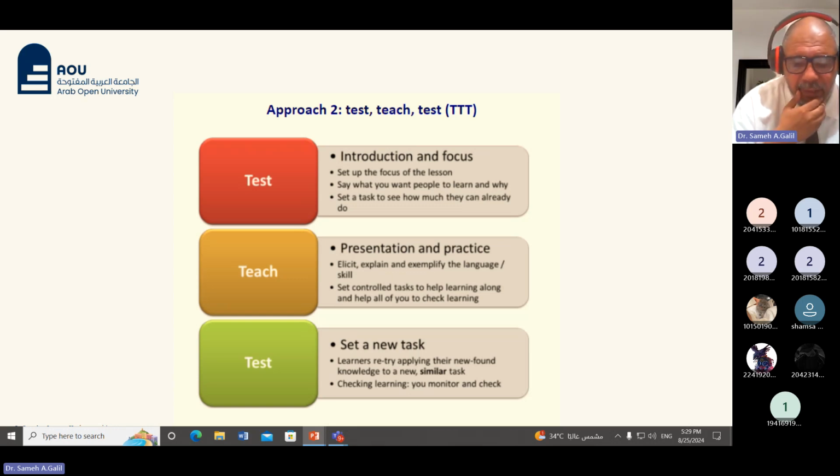And then the test stage where you set a new task. You're trying to measure how much they have benefited. You started off with a test and you're ending up with a test which is a little bit similar to what you have done. You allow them to retry applying the newfound knowledge to a new similar task. So this is something that new tutors don't normally start with.